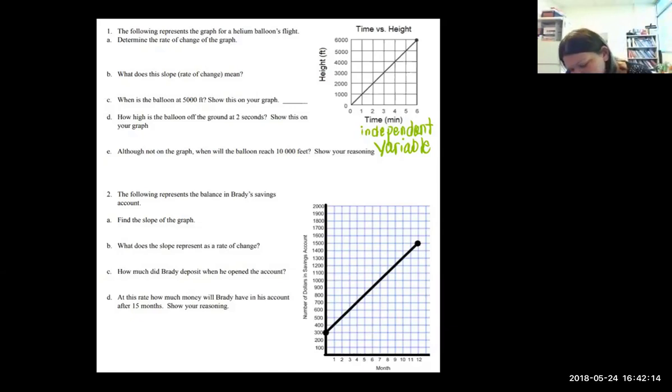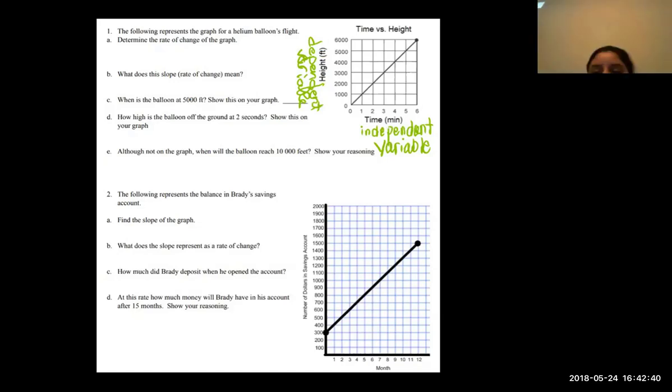Yes. Now, the vertical axis, or the y-axis, is where we use the dependent variable. So what we're seeing here is that the height is going to depend on time, and that makes sense. Over time, the height of my balloon is changing. It's going up over time. So my height depends on the time. It's the dependent variable. Does that make sense to you?